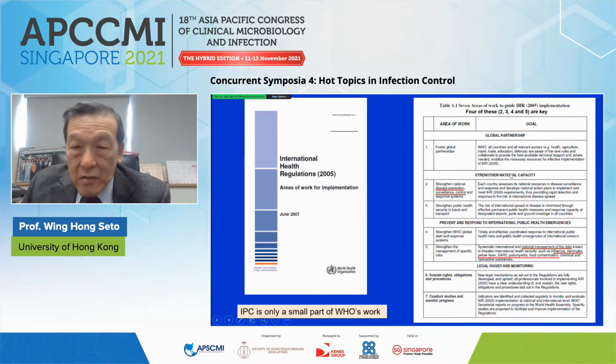Now, under strengthen national capacity, it says there, strengthening national disease prevention, surveillance, and control. You will note quite soon that as we talk about WHO work, it's always linked to surveillance, control, and so on, not just pure infection control. But there you are here, number 2, areas of work. Number 2 is prevention, surveillance, and control. Now, then look at number 5.